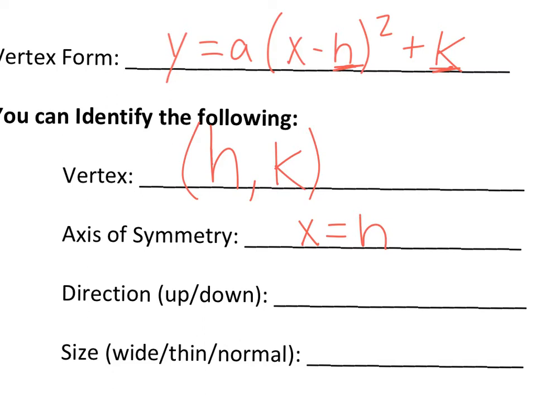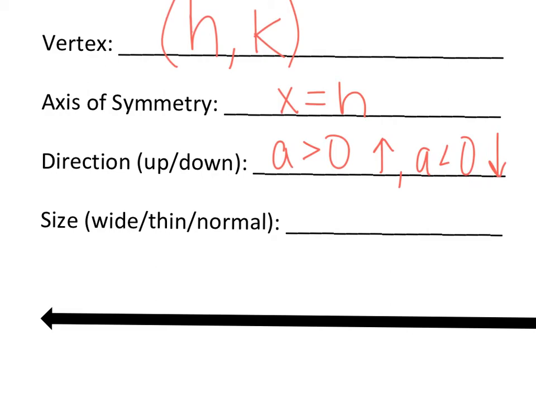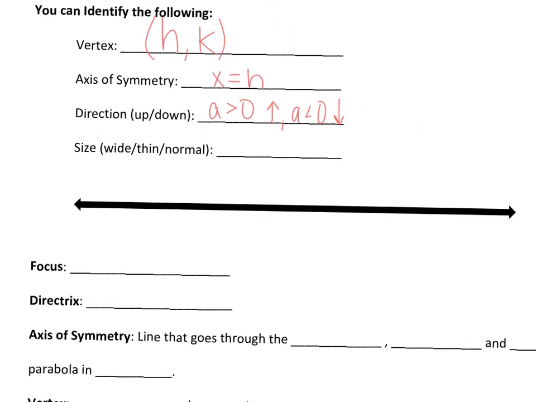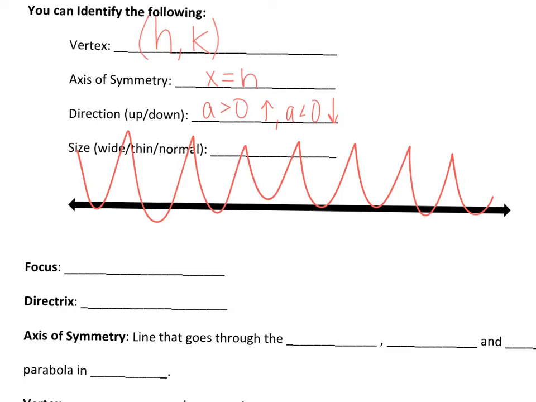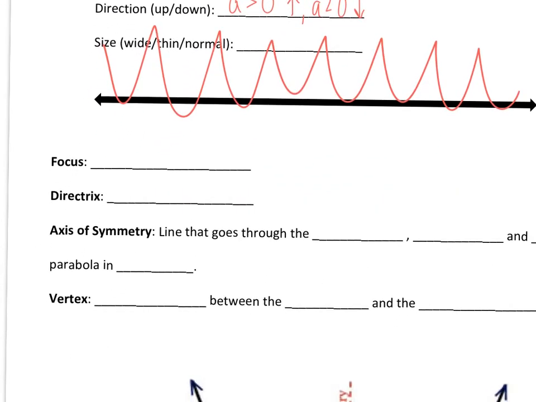So, direction up or down is determined by the value of a. If a is greater than 0, then it's up. If a is less than 0, then it's down. So basically, if a is positive, it goes up. If a is negative, it goes down. Now, size, we're not really going to talk about size and width because we're actually going to find actual points, so you won't actually need this. Basically, the a will also tell you whether it's going to be wider than normal or thinner than normal. But that's not important because we'll actually find real points.